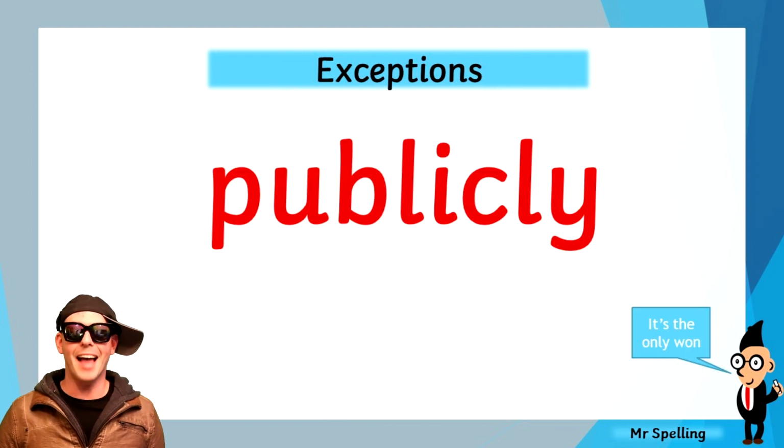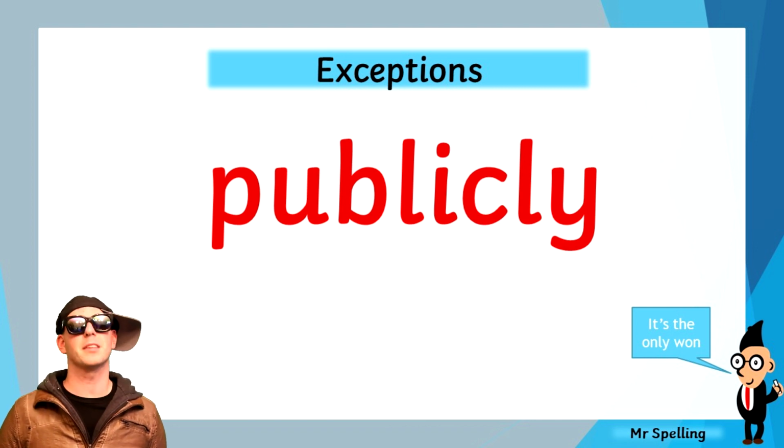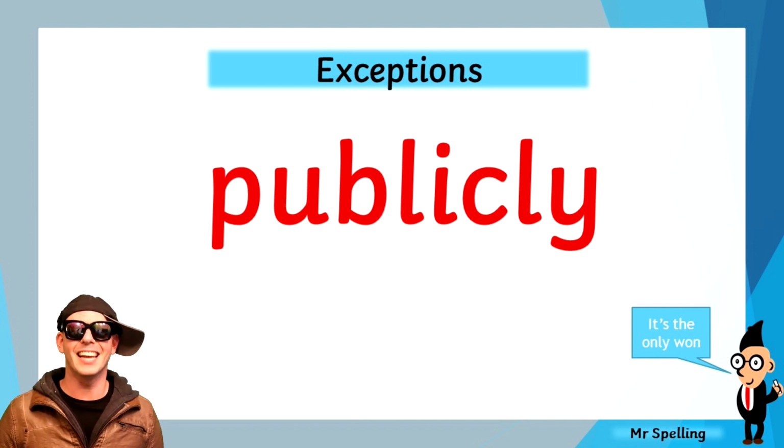Now we will have a look at the exceptions to the spelling rule, and this should be very easy to remember because there's only one exception to this spelling rule, and it's the word publicly. Even though the word public ends in ick, it's the one word where we don't add ally, it's just public with an ly.